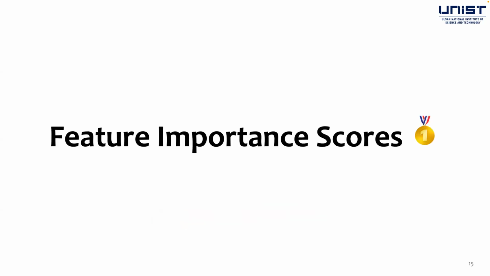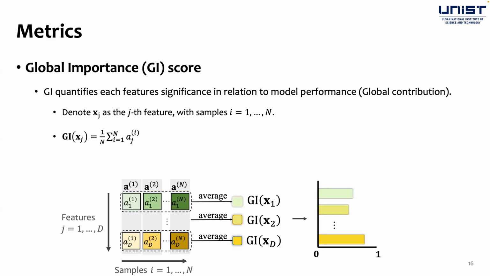Now, I would like to introduce how the feature importance scores for each feature are calculated. The first metric is the global importance, or GI score. The GI score is a measure to quantify the global importance of each feature with respect to the model performance. The GI score is computed by averaging all the attention scores. A high GI score indicates high importance for model performance, with a low GI score indicating lower importance. This metric is helpful in identifying the important features for maintaining overall model performance.